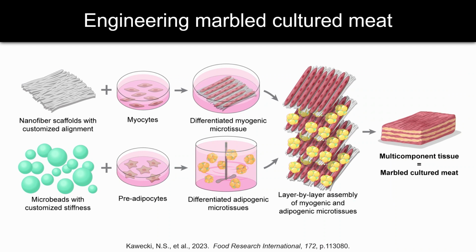So in my previous work, I developed scaffolds and an approach to engineer marbled cultured meat. So in this approach, I engineered electrospun aligned nanofiber scaffolds, given that the alignment of substrates has been shown to drive the differentiation of myocytes into myotubes. In parallel, I then fabricated microbead scaffolds that were more compliant, given that softer substrates have been shown to promote lipid accumulation in adipocytes. Using this approach, I can then seed my cells on their respective scaffolds and then differentiate them in their preferred medium and stack them post-differentiation to form multi-component tissue or marbled cultured meat.